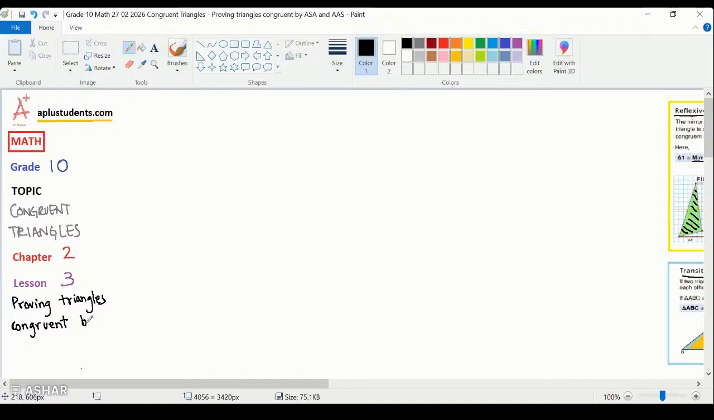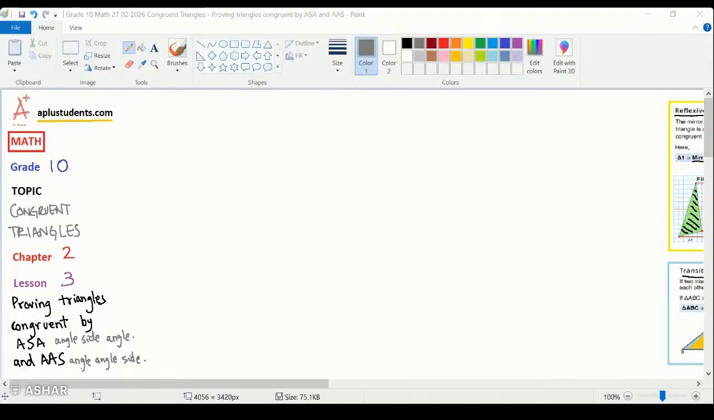by ASA and AAS property. This is angle, side, angle, and this is angle, angle, side. Okay, let's look at these properties. Let's go to the topic.